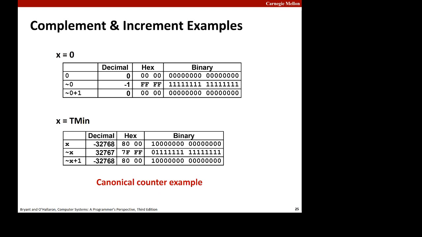In the world of two's complement, whenever any question comes up, is this behavior always true or false? Usually you want to test the special cases of 0 and T min, because they're often the counterexample to any general rules.